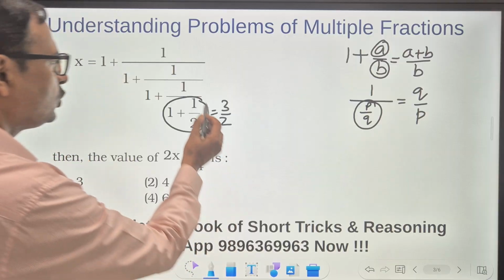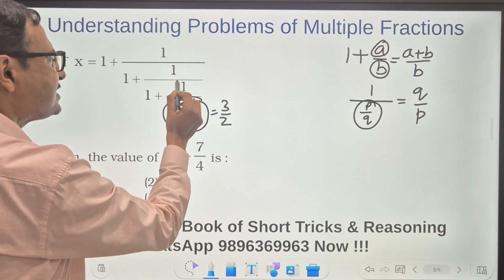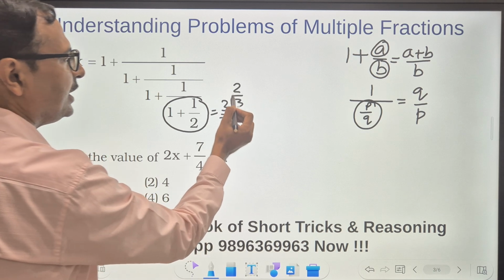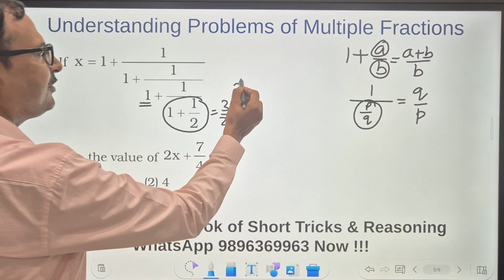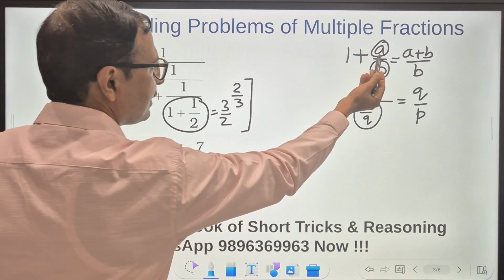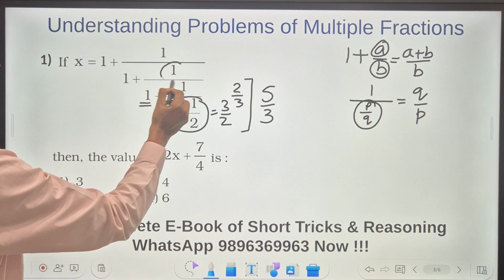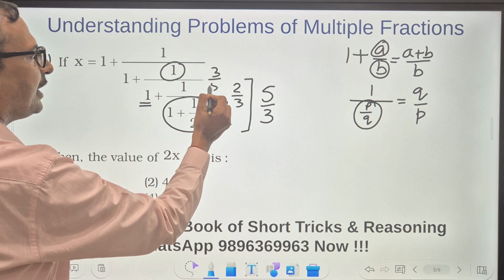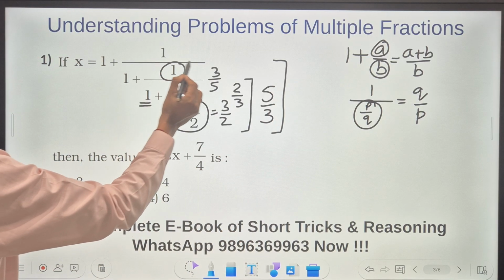First concept I used here to get 3 by 2, and now because there is a 1 upon, if I simplify this part, the 3 by 2 will become 2 by 3. It will get flipped, right? Now there is a 1 plus, so if I simplify up to here, 1 plus 2 by 3 is again the same rule, 2 plus 3, 5, so 5 by 3. And now there is a 1 upon, so you have to flip 5 by 3, so you will get 3 by 5. And now if you solve up to here, then there is 1 plus 3 by 5.